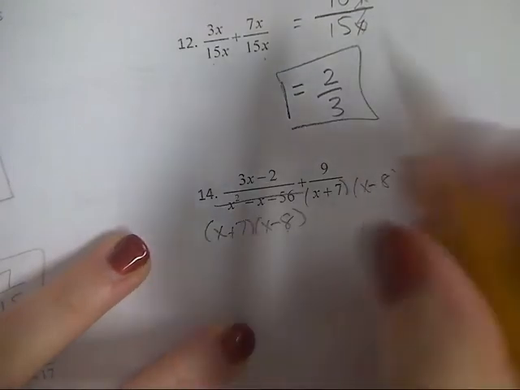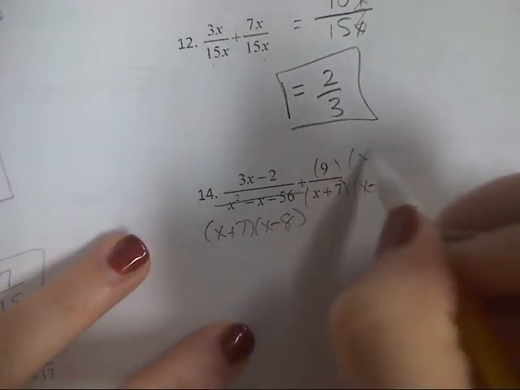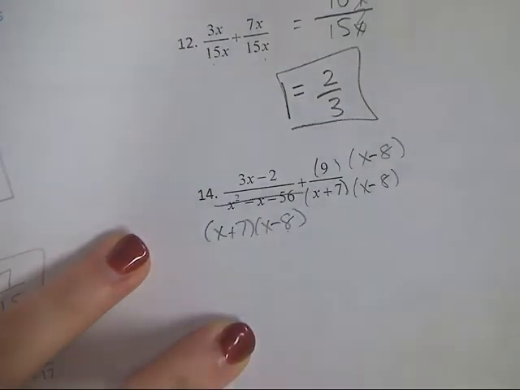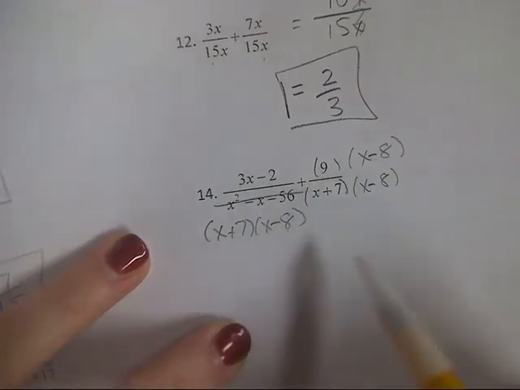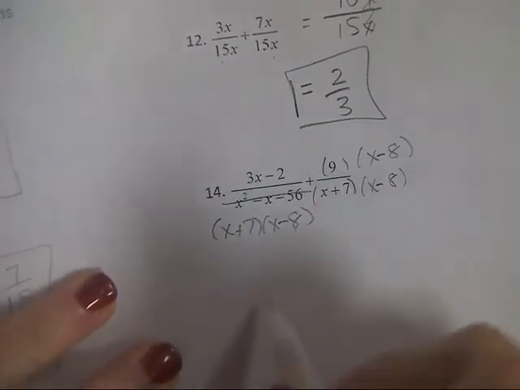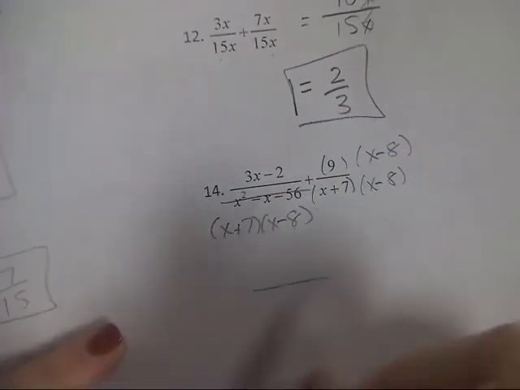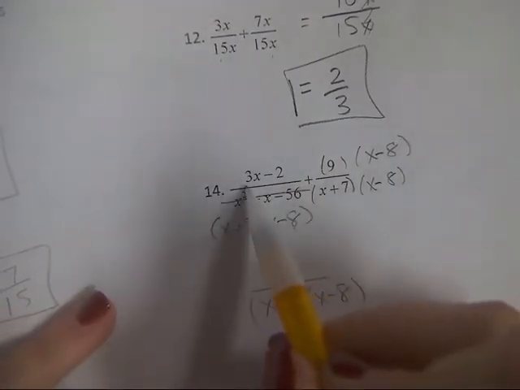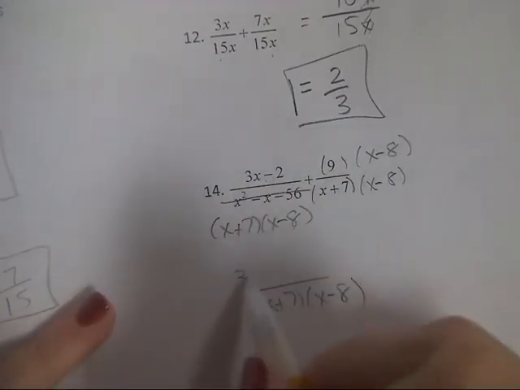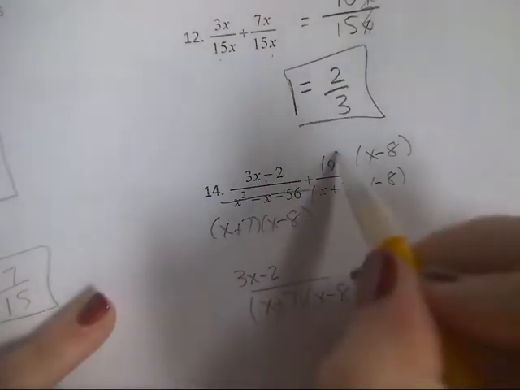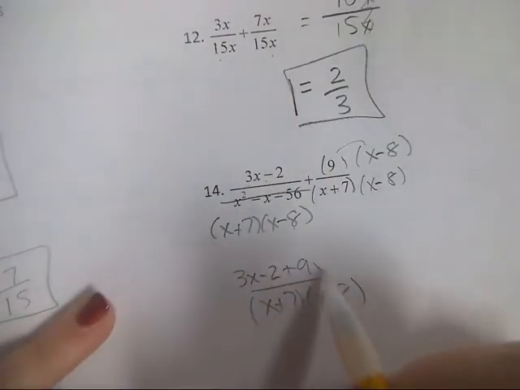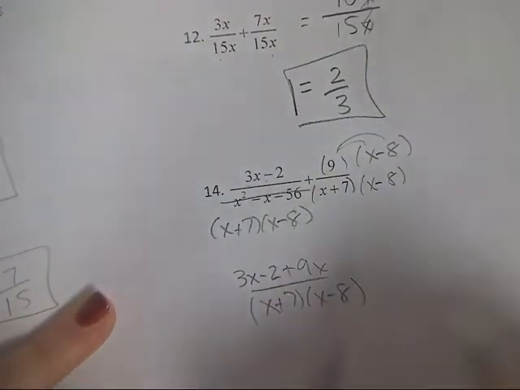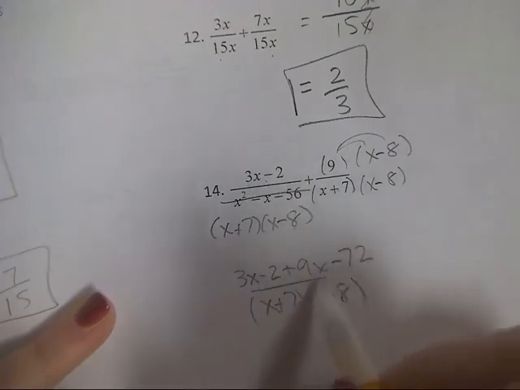So I need to multiply it in the denominator. And since it's a fraction, if I do it to one piece, I have to do it to the other piece. Right? Denominators are now the same. That like denominator is going to be x plus 7, x minus 8. My numerator now, though, is going to be 3x minus 2, and then plus 9x minus 72 as my numerator.